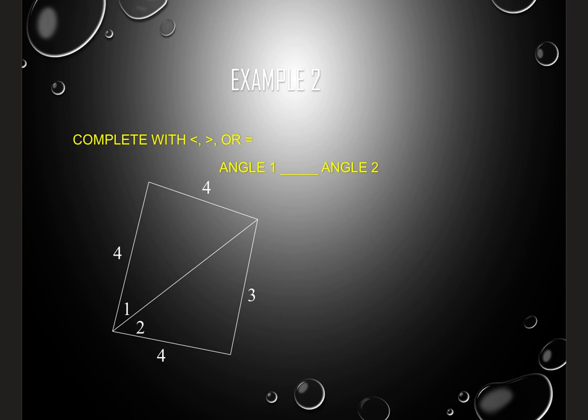Example 2 says complete with less than, greater than, or equal to. And we're trying to find the relationship between 1 and 2. So I've got a pair of congruent sides in the 4, and then a second pair of congruent sides that would be shared. And then 1 is opposite the 4, and 3 is opposite the 2. So 4 is bigger, which means angle 1 is going to be bigger than angle 2.